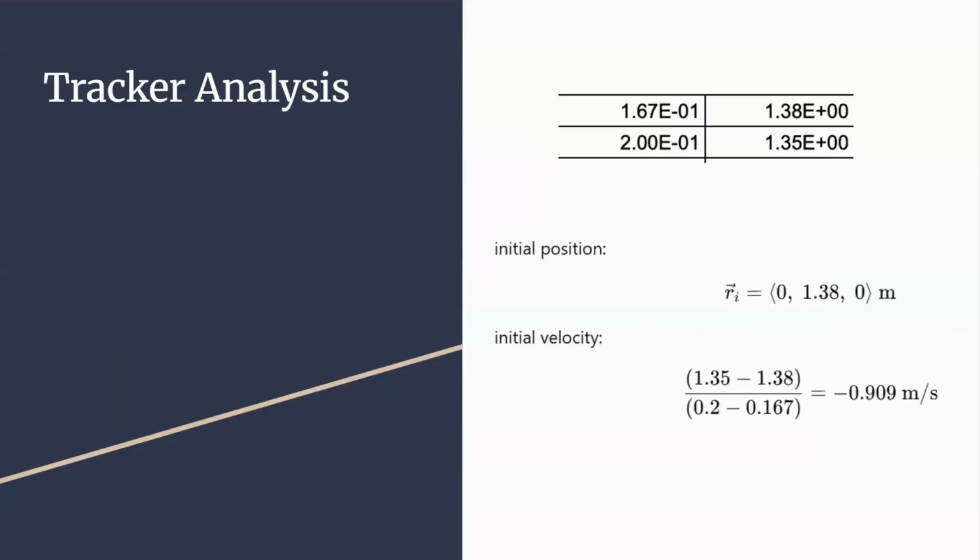From the Tracker data, I calculated the initial conditions needed for the model. The initial position of the ball was approximately 1.38 meters above the ground. I also estimated the initial velocity by calculating the change in position over a small time interval. This value gave about negative 0.909 meters per second, indicating that the ball was already moving downward slightly at the start of the measurement. These values are important because they directly influence how accurate the computational model will be.